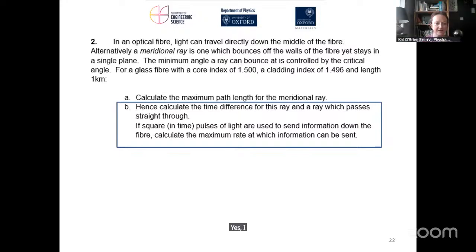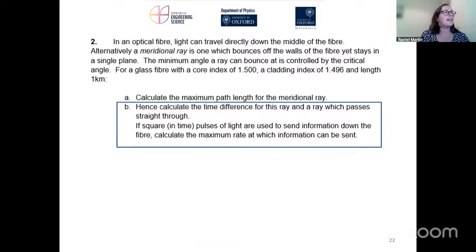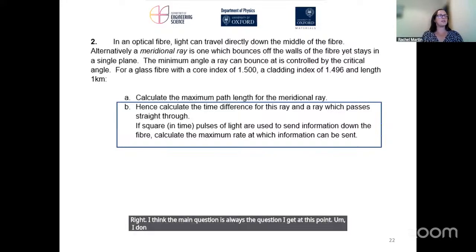Yes, I was busy looking up something for somebody else, and when I looked up, suddenly there were 9 questions for you. Right. I think the main question is always the question I get at this point. I don't know if Kat, you want to add in anything as well. So this might cover a few of the answers.